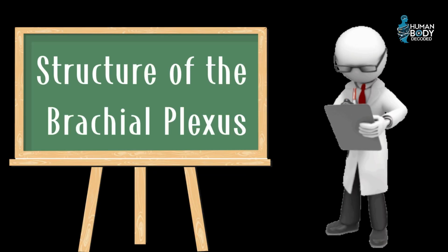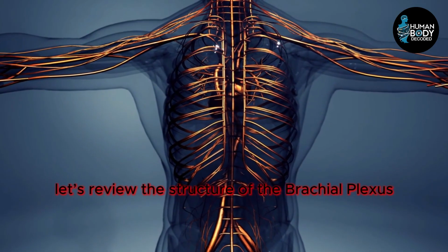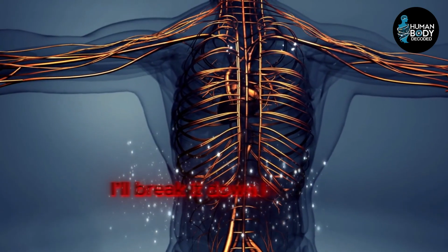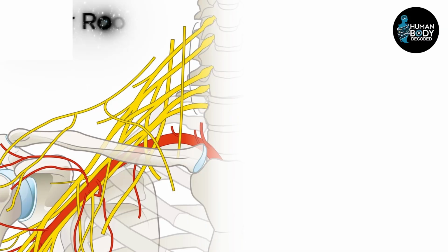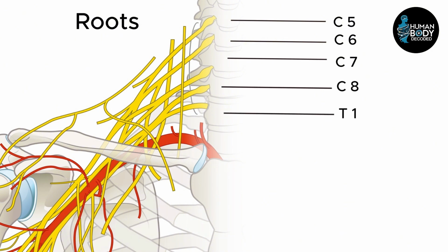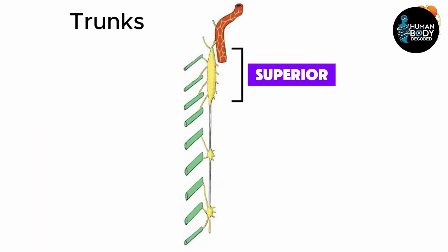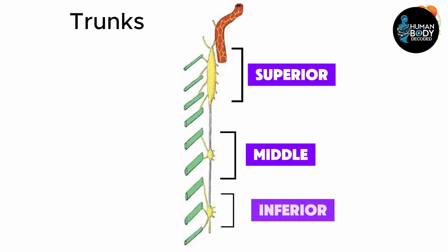Structure of the brachial plexus. Let's review the structure of the brachial plexus. I'll break it down into 5 steps. Roots. The 5 roots, C5, C6, C7, C8, and T1, originate from the cervical and thoracic spinal cord. Trunks. These roots combine to form 3 trunks: upper, middle, and lower.